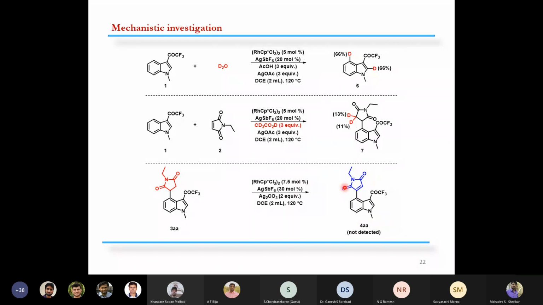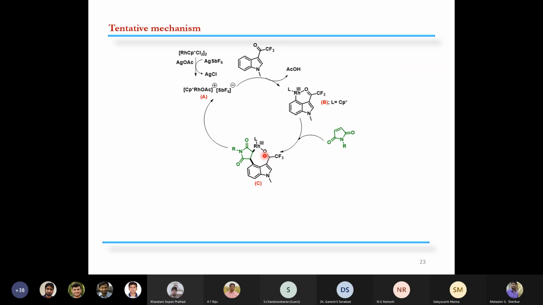So that means this HEC product is not coming from this hydroarylated product. So based on this control experiment and previous literature precedents, the tentative mechanism is shown here. Firstly, this rhodium Cp* catalyst will undergo the formation of the active catalyst, which is called the rhodium active catalyst A, which will undergo the formation of the CH activation product, that is called the rhodacycle, denoted by B. And this rhodacycle couples with maleimide, and maleimide will insert and form the intermediate C.